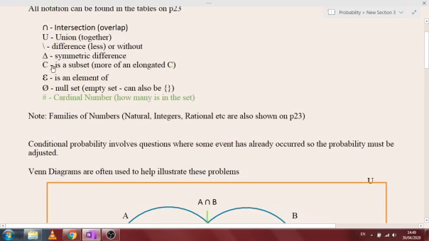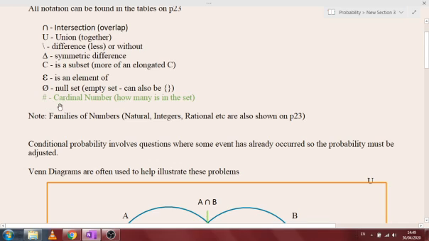Then we have this one, which is a subset. It's more of an elongated C, like a sideways U, but I couldn't find it in the symbols. That's symmetric difference. I don't think I've ever really seen or used that one. This is an element of, which is useful as well. A null set can be either of those. It just means it's empty.